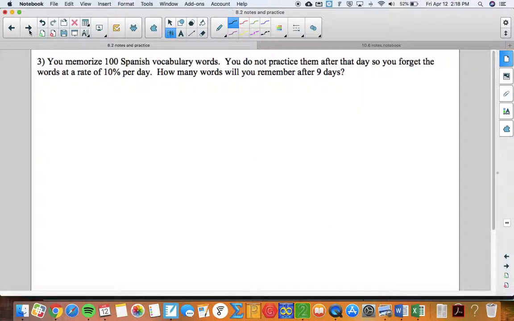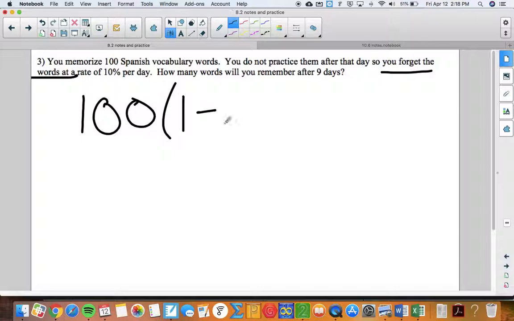Last but not least, studying your Spanish. You memorize 100 Spanish vocabulary words. You do not practice them after that day, so you forget words at a rate of 10% per day. How many words will you remember after 9 days? So our initial investment or amount is 100 words. We forget words, which means we're losing them. So we're subtracting 10% of what we have every day. You actually don't need the 0 behind that, but I put it. And after 9 days, what do we have left? When you calculate this, you get 39 words.